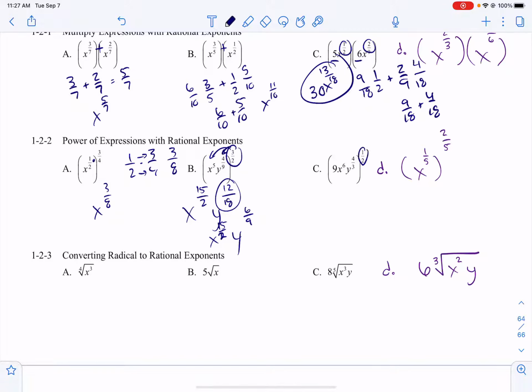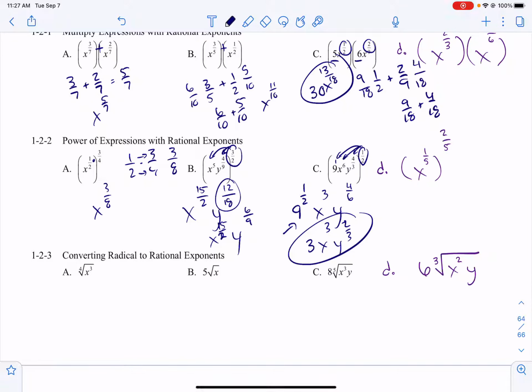Third one, same thing. The 1/2 goes to everything. Well, the 9 technically has a 1 there, and 1 times 1/2 is just 9 to the 1/2. X to the 6th becomes x to the 3rd, because you take 6 times 1/2, and my y becomes y to the 4 over 6. And if I simplify this, 9 to the 1/2 is actually just the square root of 9. So that's 3x to the third, and y to the 2/3 would be my final answer.